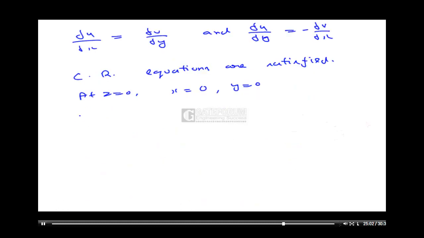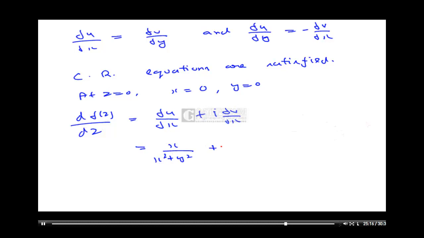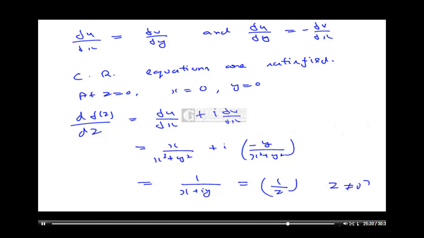Thus I can write df by dz equal to del u by del x plus i times del v by del x, which is equal to x upon x square plus y square plus i times minus y upon x square plus y square, which will give me 1 upon x plus iy, or 1 upon z. Not equal to 0, except at z equal to 0, everywhere it is analytic.